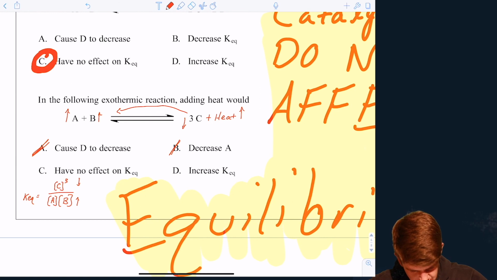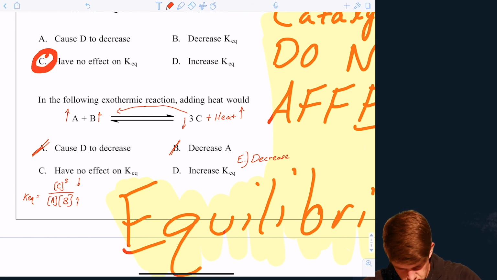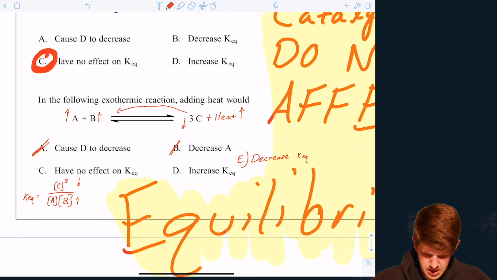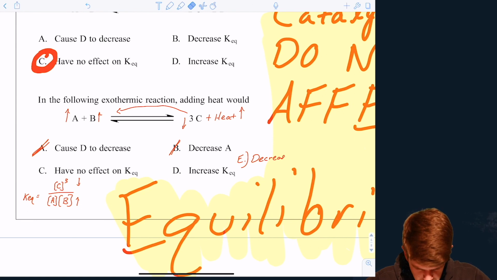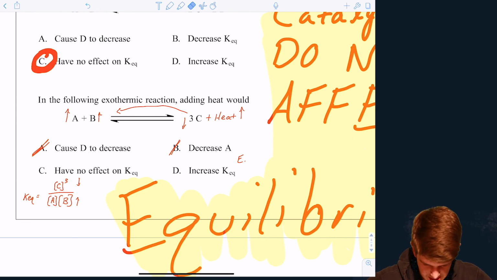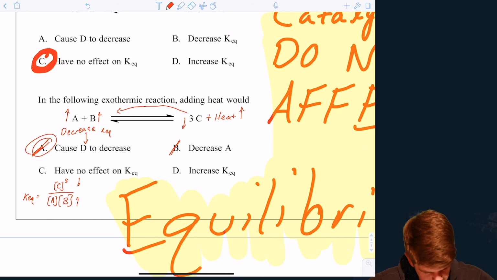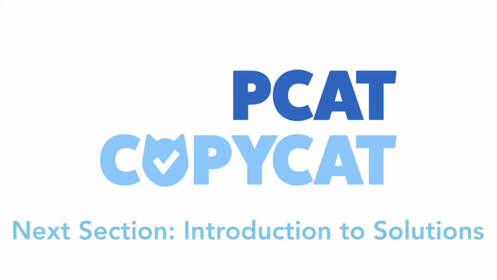Guess what? The answer should be, you know what, let's just leave it there, and we'll just write E. Decrease KEQ. Even better, by the time you see this, this very silly answer choice will now say decrease KEQ. And pick that one. That one's going to be the good one.